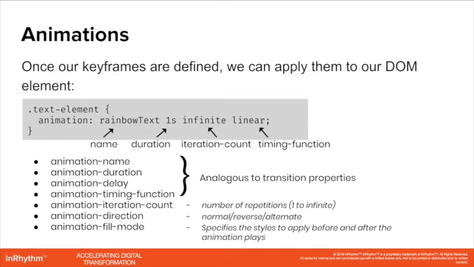Like transition, animation has several components to it, which can be defined individually but are often strung together on a single line. Animation name, duration, delay, and timing function will be familiar already. The new components we see are iteration count, which is the number of repetitions that will be executed, the direction, normal or reverse, and the fill mode, which helps the browser know what styles to apply before and after the animation is complete.